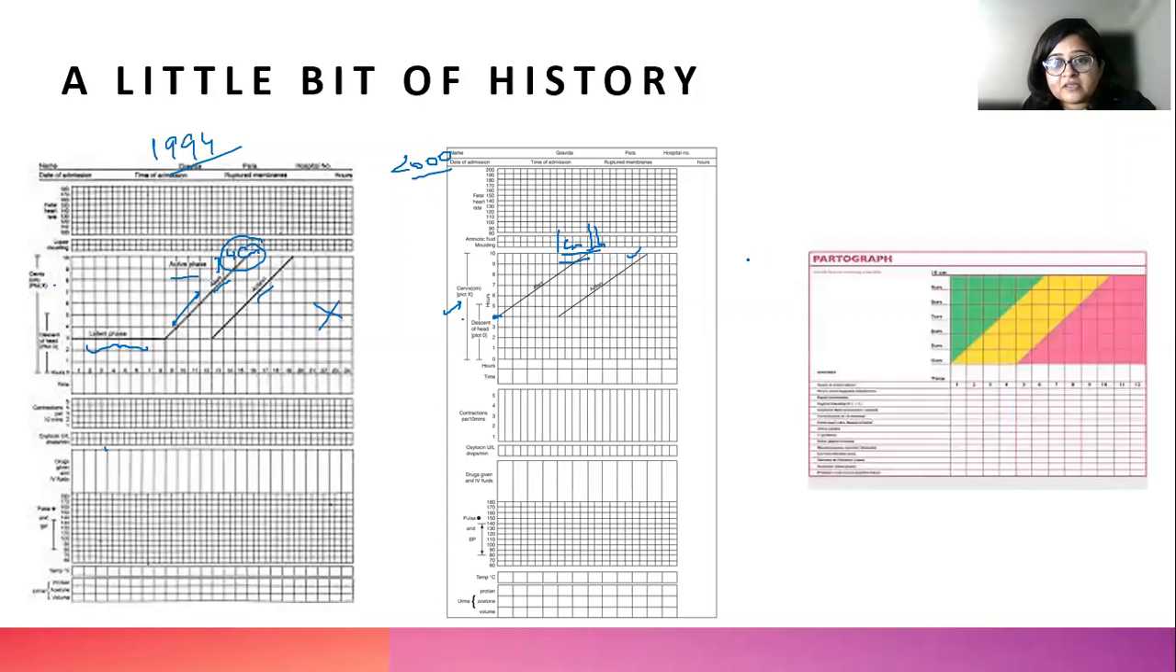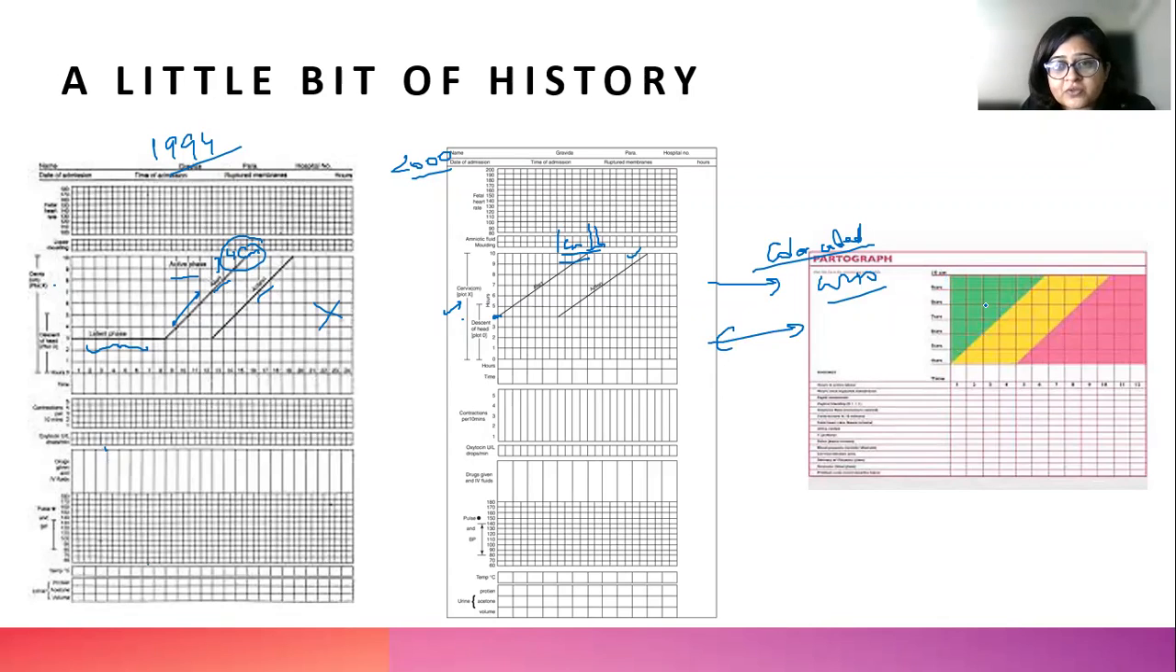All right. The third partograph which came a few years after this one was the color-coded partograph. Many of you may not have known about this, but this also came in between, again by the WHO. This was mainly for the primary healthcare centers. It's the same as this partograph. The graph is the same.